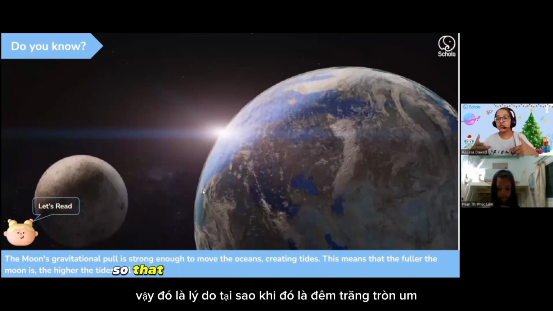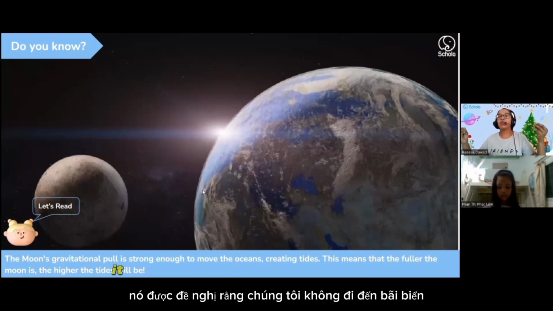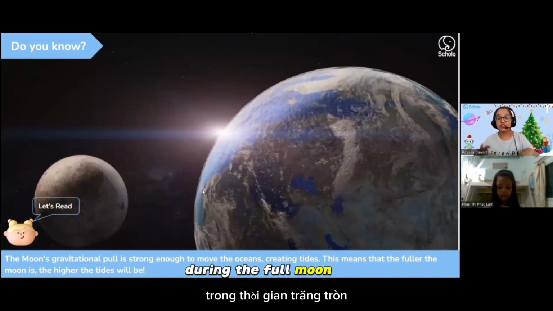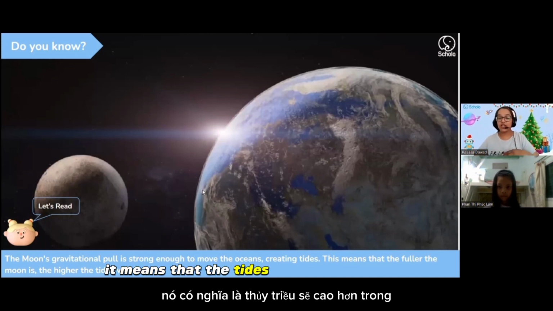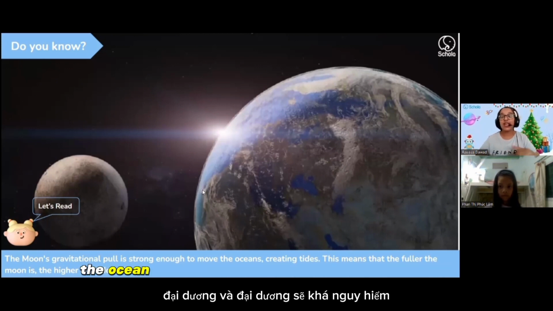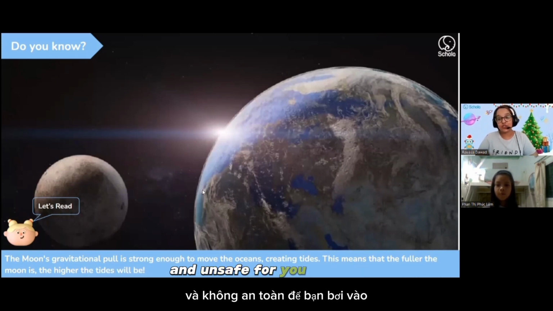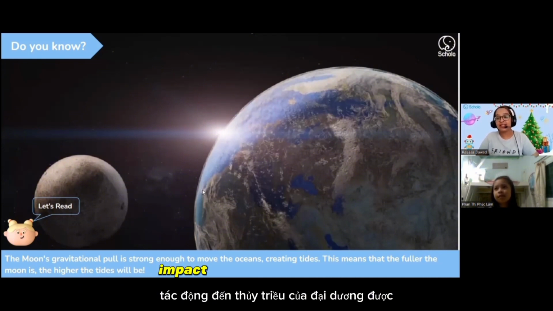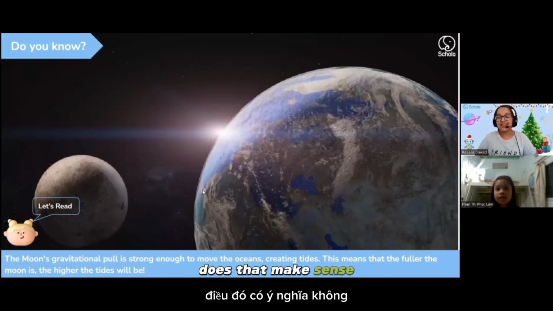So that is why when it is a full moon night, it is suggested that we do not go to the beach. Because if you go to the beach during the full moon time, the tides are going to be higher in the ocean, and the ocean is going to be quite dangerous and unsafe for you to swim in. So the gravitational pull of the moon has a direct impact on the ocean's tides. Okay, does that make sense?